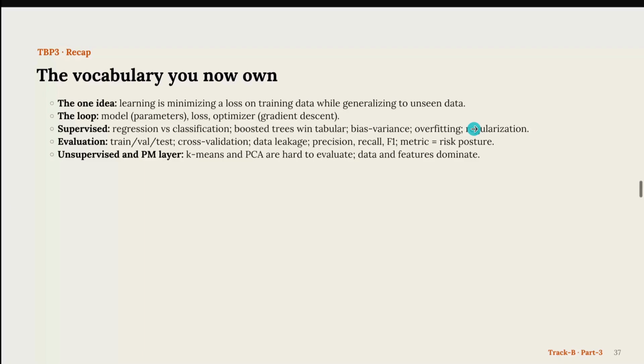Then we looked at evaluation: train, validation and test data, cross-validation, data leakage, precision, recall, F1. We looked at how PMs need to list down the metrics that we are going to track for that particular model's training, and how we are going to use it for prediction. Unsupervised and the PM layer, we understood that k-means and PCA are hard to evaluate. The data and the features dominate. This brings us to the conclusion: we are learning the pattern, not the answers. Yeah, that's what we learned in Track B, Part 3 of Machine Learning 1, supervised and unsupervised learning.